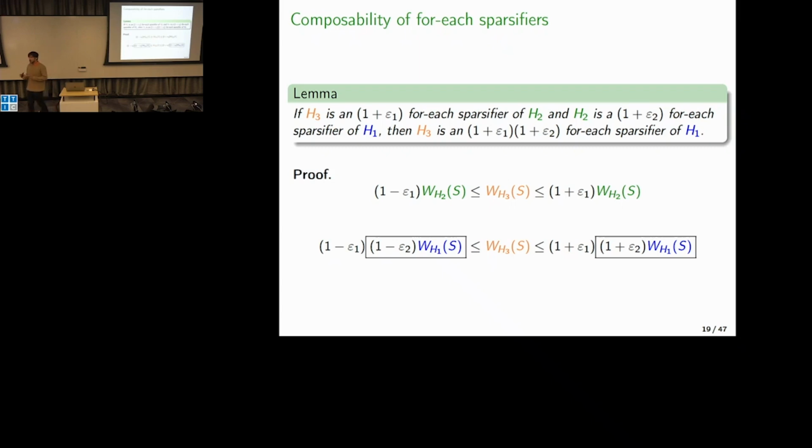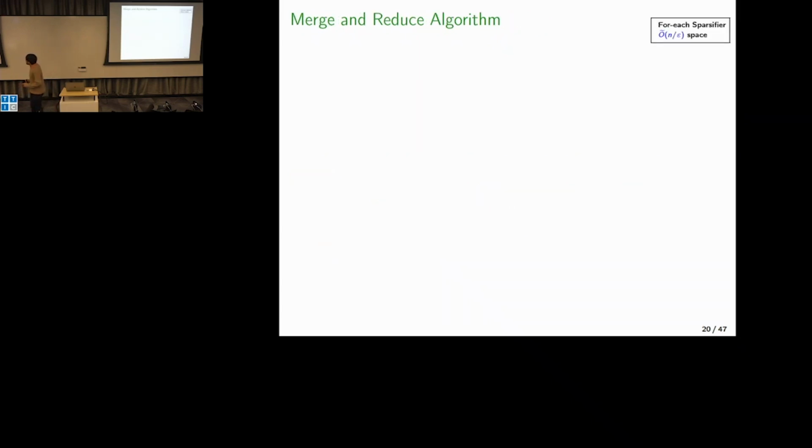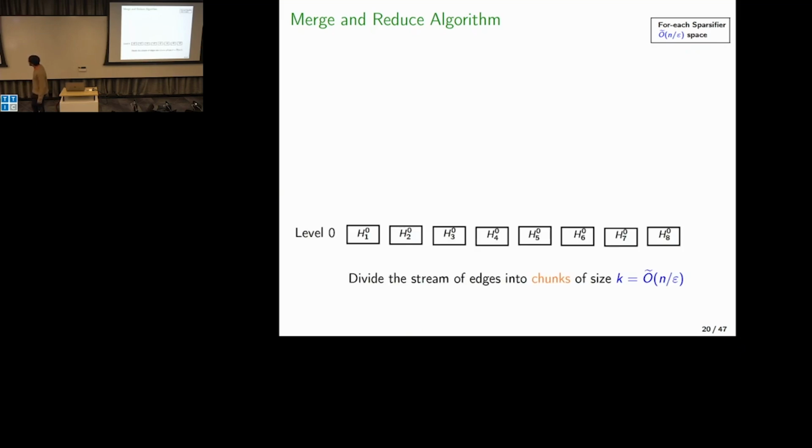So using these two properties, let me show you what the algorithm is. What is our goal? We want a for-each sparsifier in O tilde n over epsilon space in streaming. First I'll show you this algorithm as an offline algorithm, and then I'll show you how to implement it in streaming. So you take your stream and you break it up into chunks of size k, where k is O tilde n over epsilon.